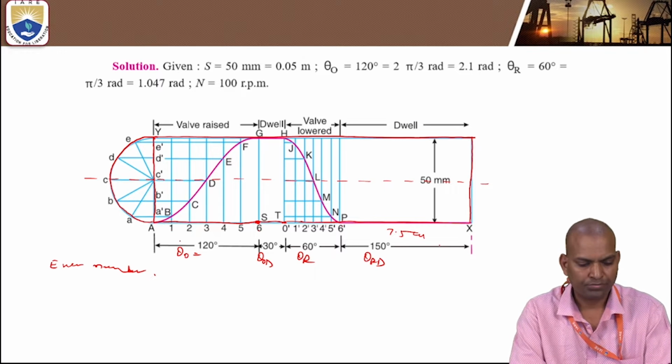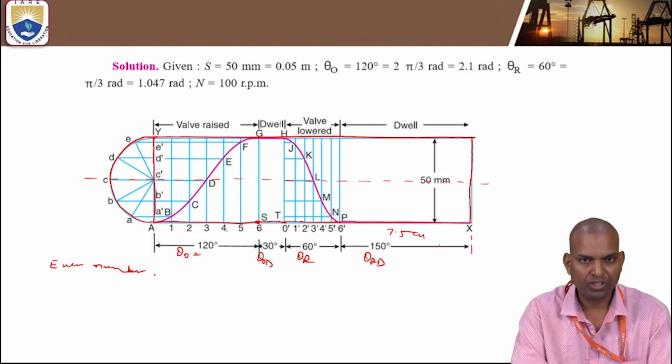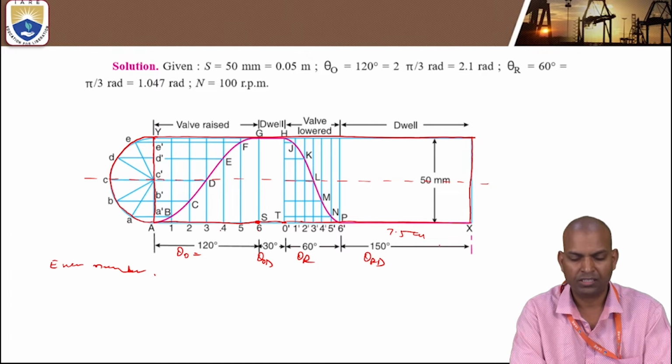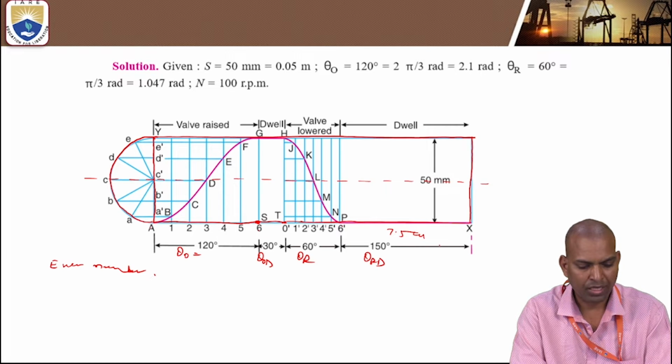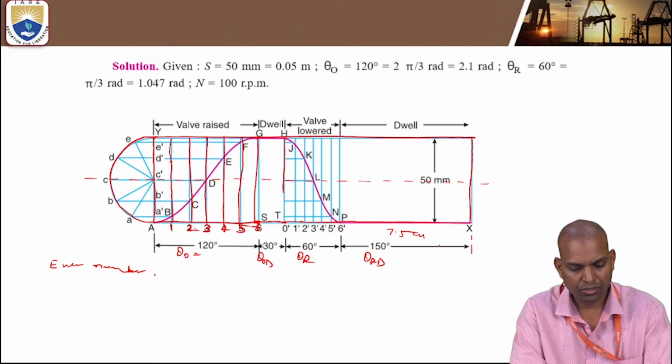So after that, what to do? The next step is to divide into this even number of parts. Here the outstroke is 6 parts and the return stroke is 6 parts. Divide the outstroke into equal parts and mark them A, that is 0, 1, 2, 3, 4, 5, 6. Draw vertical lines. Similarly, for the return stroke also draw vertical lines.